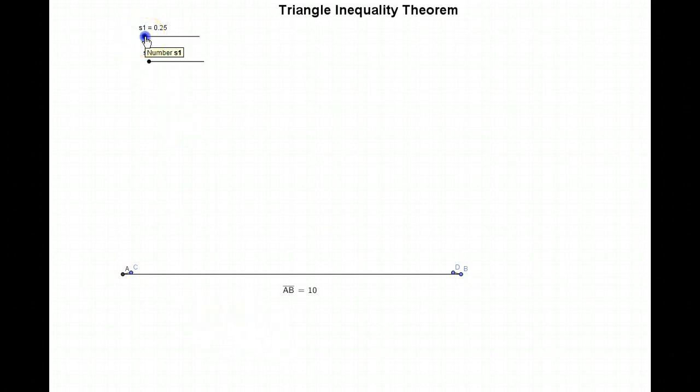Let's take a look up here. We have a slider S1, and I'm making it really long, trying to get to the other side. Well, right now, with these three side lengths, the 10, the 3.75, and the 1, will I be able to make a triangle? And if you said no, you're absolutely correct.